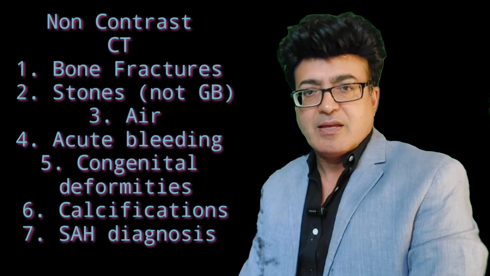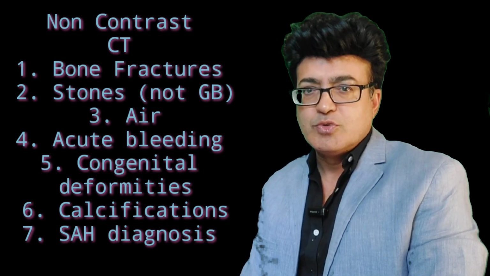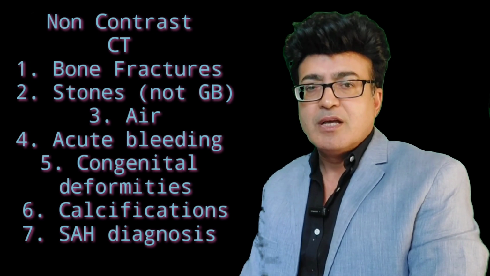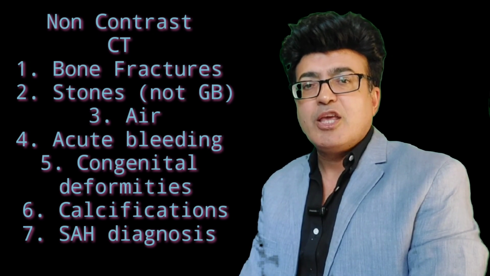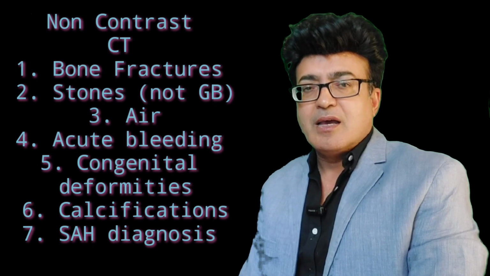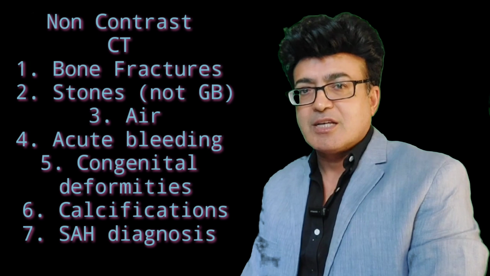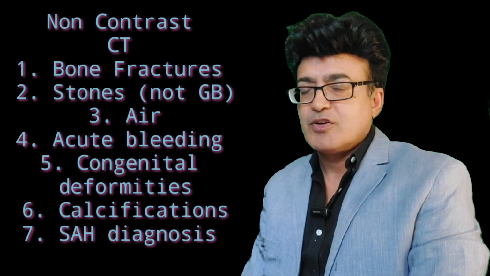If air is suspected somewhere within the tissues, or post-operatively, non-contrast CT would be the option. Besides this, in acute bleeding, in the diagnosis of subarachnoid hemorrhage, a non-contrast CT scan would be the investigation of choice.